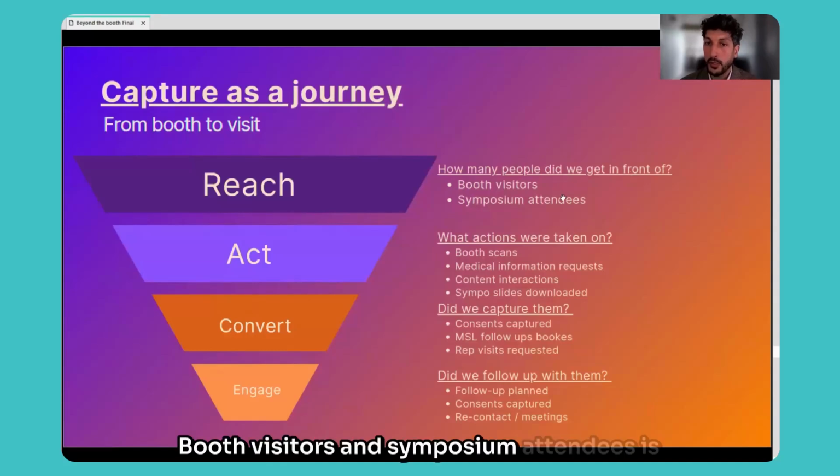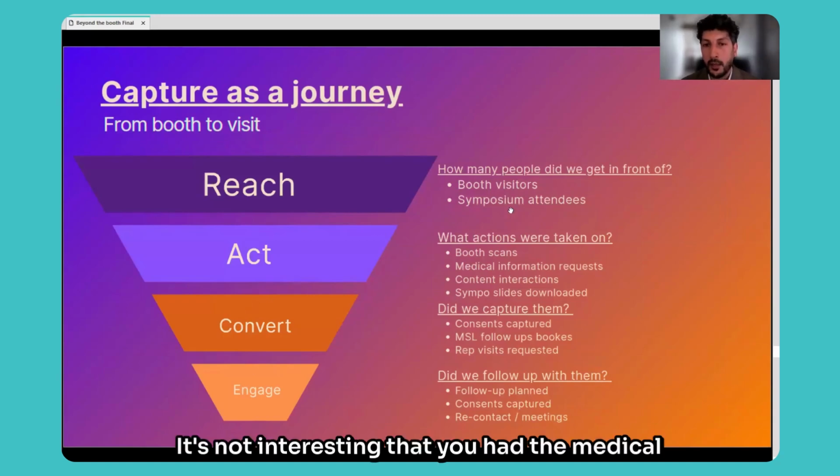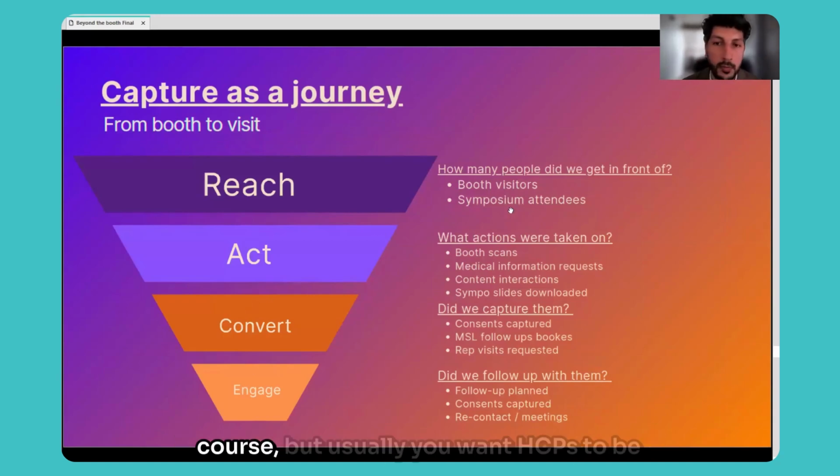Booth visitors and symposium attendees is still important, but please, if you speak about symposium attendees, don't speak about the total number of attendees, only about the HCPs, because you can filter that out. It's not interesting that you had the medical director of Lilly, unless I'm wrong, of course, but usually you want HCPs to be there, not your competitors.